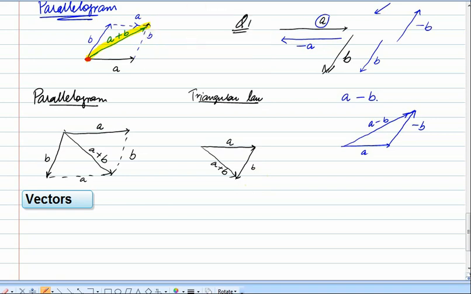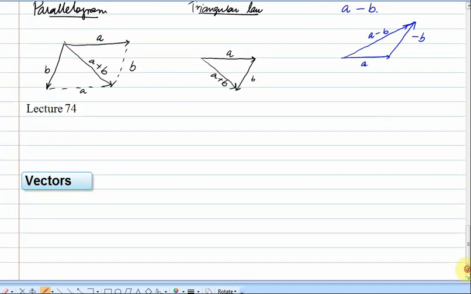Alright class, we were talking about the topic vectors. In last class we had discussed the addition of vectors by head to tail rule, that is triangular law, and we had discussed the vector law of vector addition, parallelogram. Now in today's class we are going to start with question number 6.